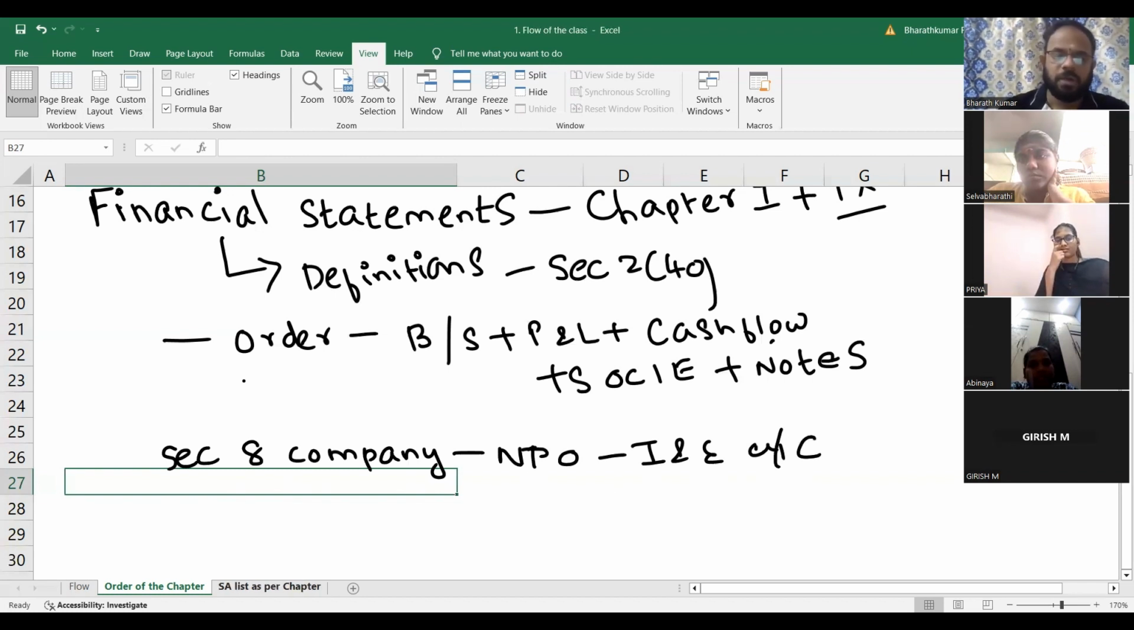But what am I talking about now? Am I talking about income and expenditure? No, I am talking about P&L. P&L is for what? Profit organization. Correct? Now tell me one thing. Will you audit only for profit organization or non-profit organization also? Section 8 companies also included. So audit is for both profit organization and non-profit organization.